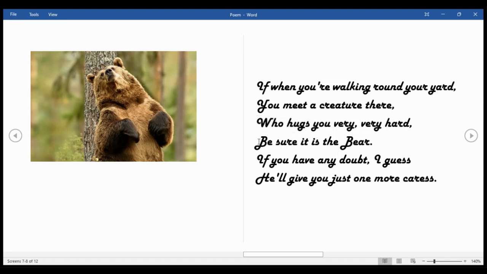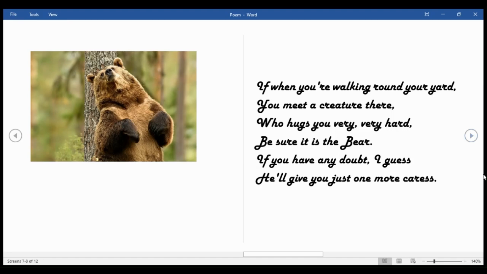Again the B sound is repeated in be sure it is a bear. So the sound of the consonant B in be and bear is repeated. Assonance in meet a creature there. E sound in meet and creature are repeated. So assonance. Again there's repetition in very very hard.